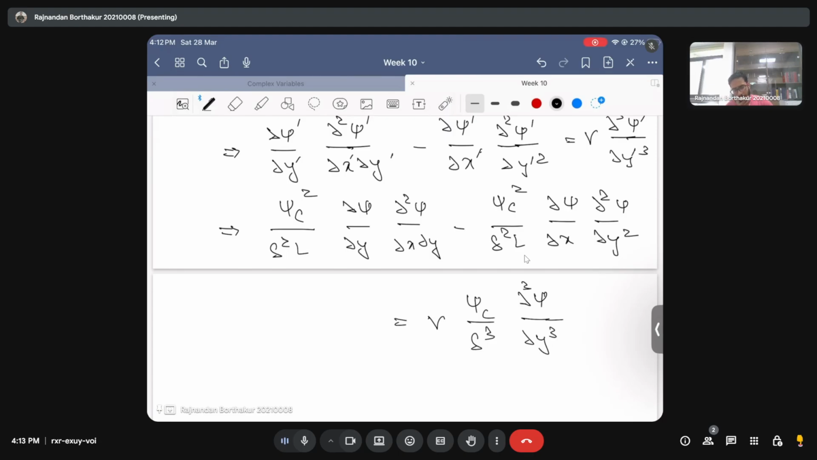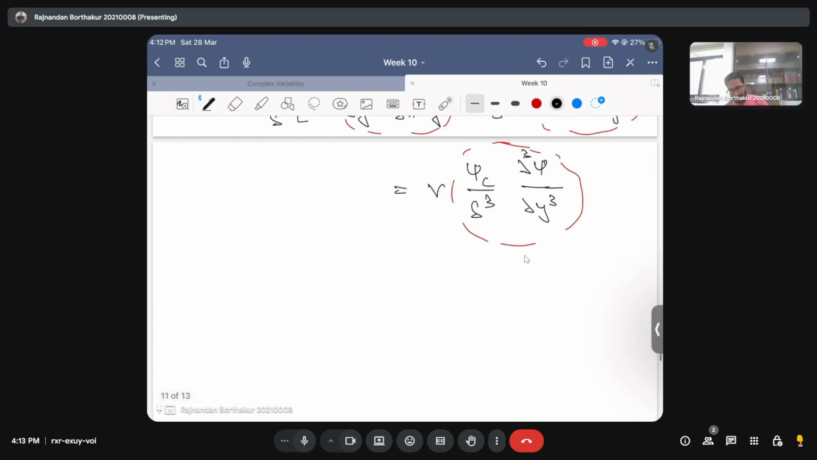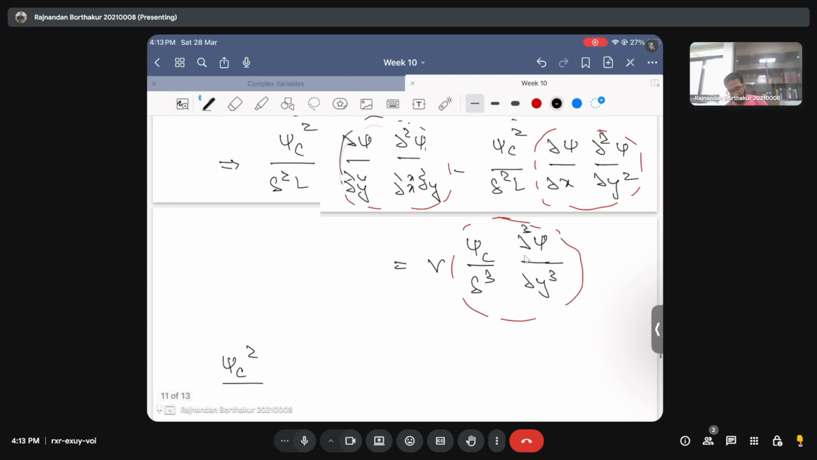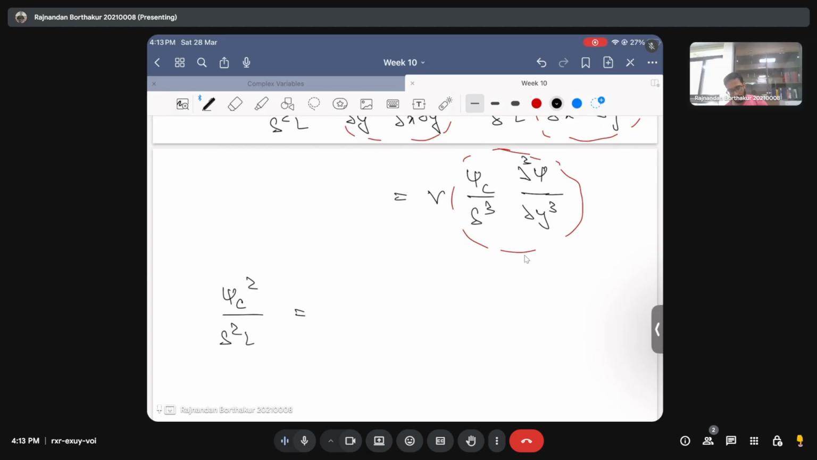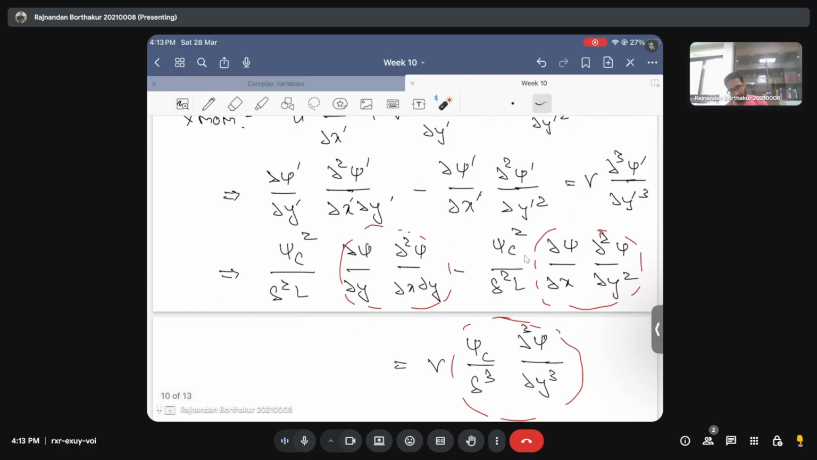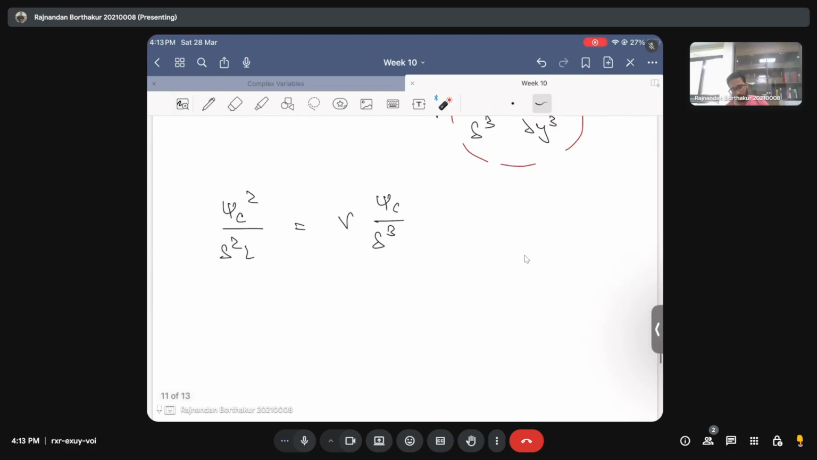So what we need to do now is the same principle that we did for the continuity equation. This is an order 1 term, this is also an order 1 term, and this is also an order 1 term, which means if they are equal, then psi c square by delta squared L should be equal to nu times psi c by delta cube. Since these terms bear the same order of magnitude and the left hand side is equal to the right hand side, I can then solve this equation for psi c.